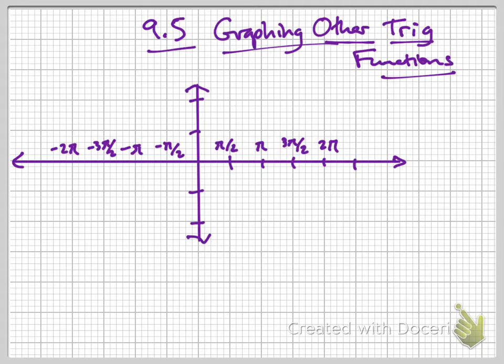But if we think about our tangent function, it's just the ratio of the sine over the cosine, right? The opposite over the adjacent. So we know that when our input is 0, our sine is 0, right?